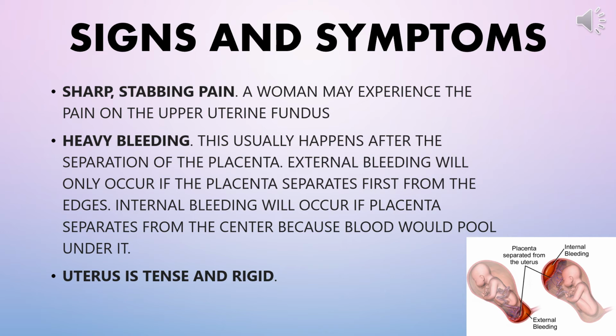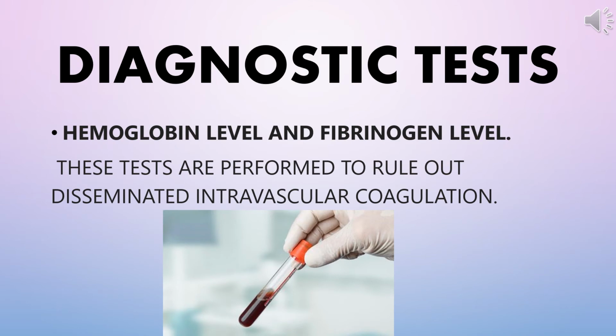And next one is a uterus that is tense and rigid, most often called the Couvelaire uterus. It appears as a board-like hard uterus. Next are the diagnostic tests. The diagnostic tests and procedures would be ordered by the physicians to finally diagnose the presence of abruptio placentae. So what we have to do is check the hemoglobin level and fibrinogen level. These tests should be performed to rule out disseminated intravascular coagulation.